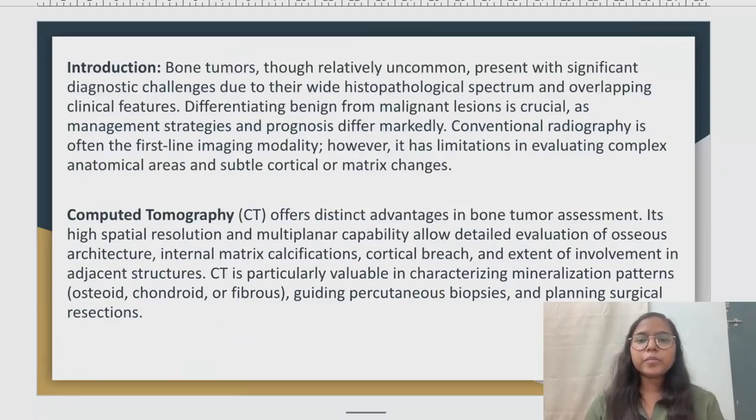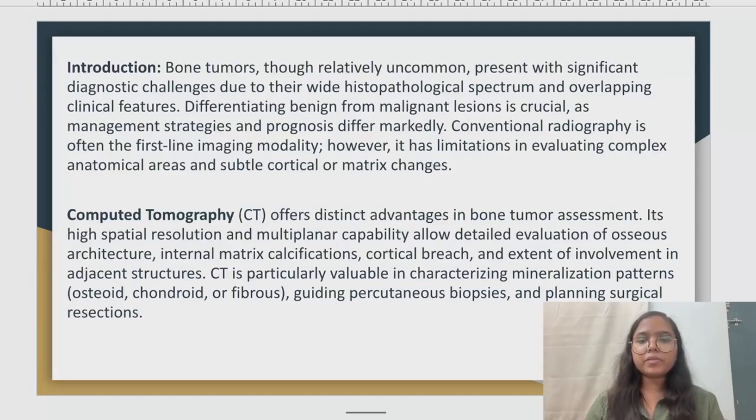Introduction. Bone tumors, though relatively uncommon, present with significant diagnostic challenges due to their wide histopathological spectrum and overlapping clinical features. Differentiating benign and malignant lesions is crucial, as management strategies and prognosis differ markedly. Conventional radiography is often the first line modality. However, it has limitations in evaluating complex anatomical areas and subtle cortical and matrix changes.